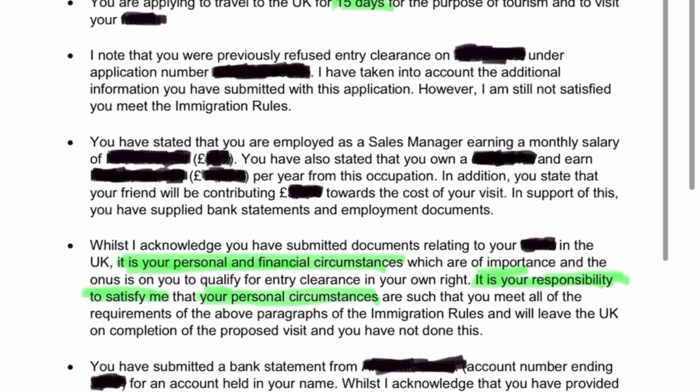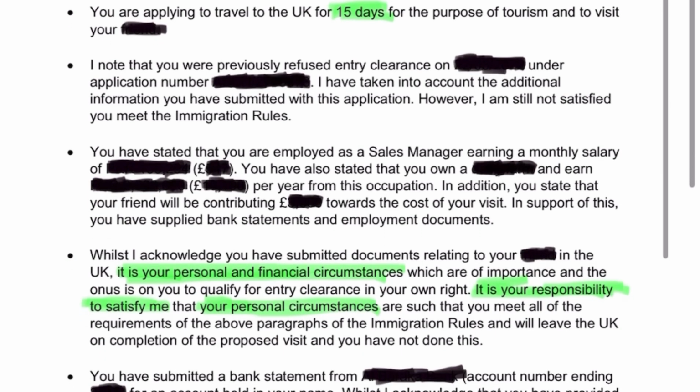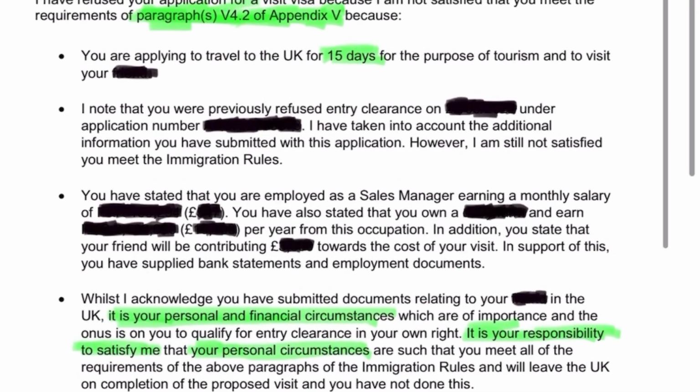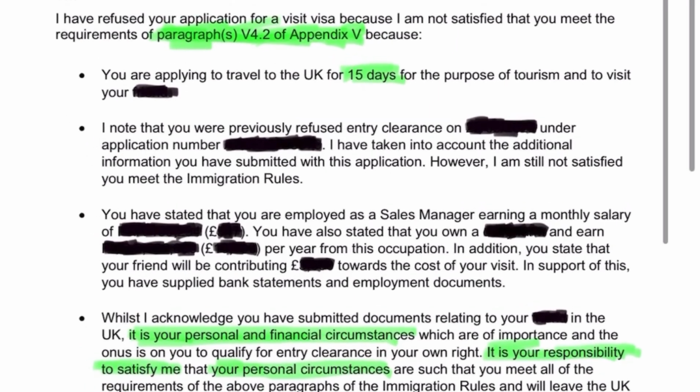This applicant had his previous application refused, and in this application he tried to convince the caseworker by showing 2 sources of income and also a UK sponsor to assist him with the accommodation. However, you can see the remarks of the caseworker refusing his application, suggesting it is your personal and financial circumstances which are of importance instead of the sponsor. You have to remember this.